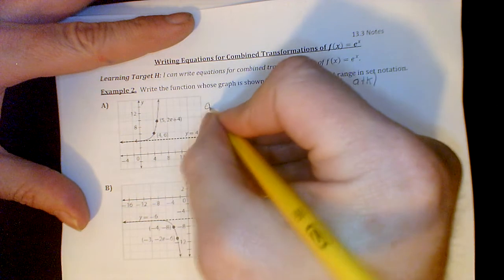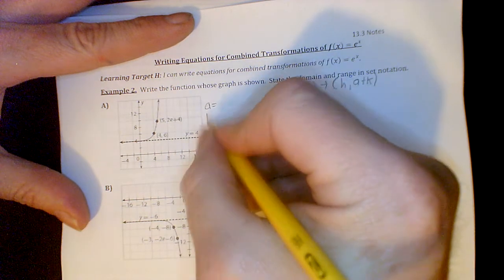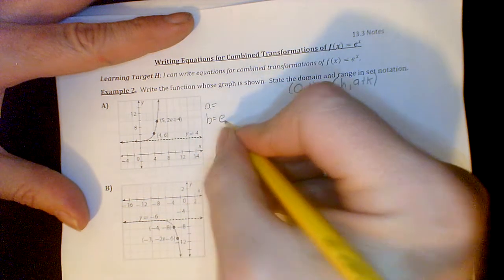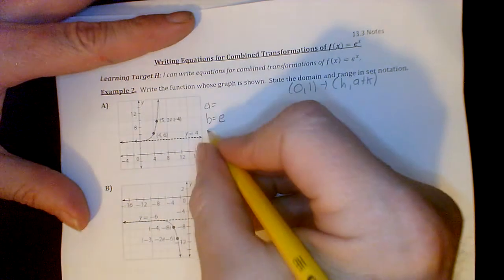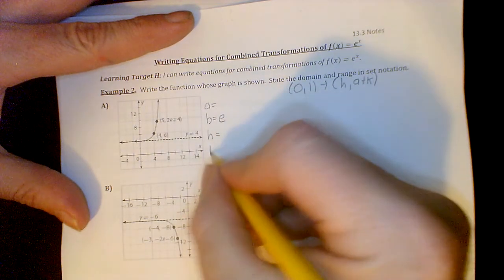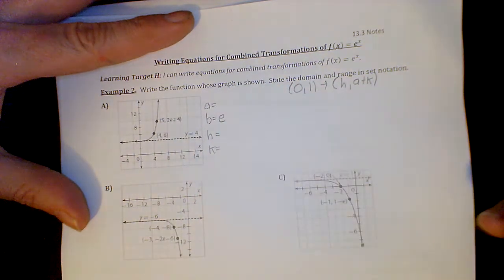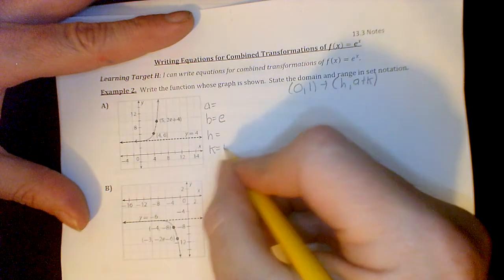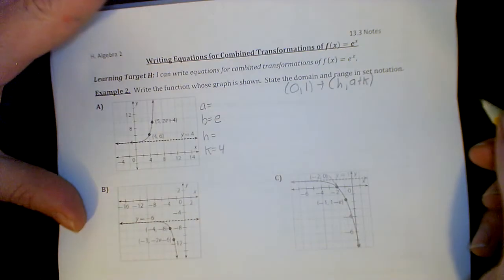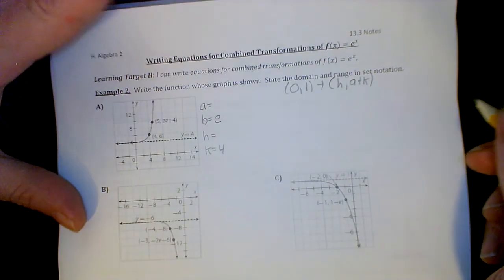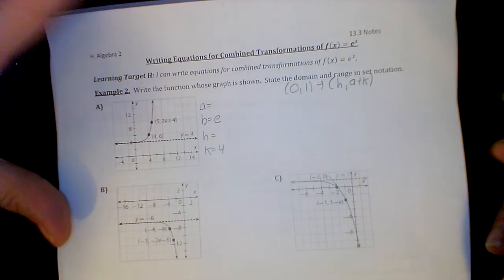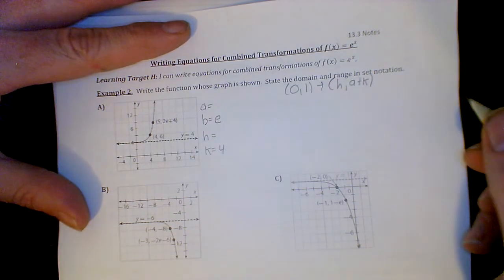I'm going to list them. We got A equals, we've got B equals. Let's go ahead and shove that E in there right there. Our base is going to be E. Right, we got H equals and K equals, and right away our asymptote is Y equals 4, and we know that's K. Right, asymptote is always K. Notes on it in the 13.1 hasn't changed a bit. And watch how easy this is.